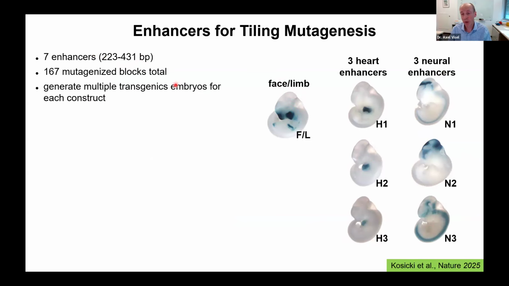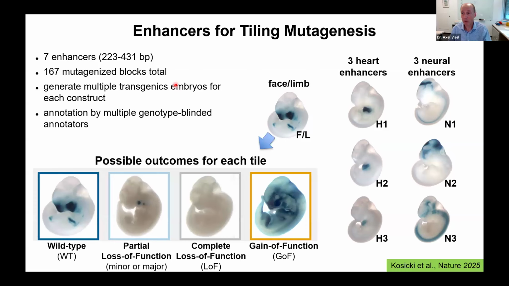And so then we generated for each of these alleles multiple transgenic embryos and assessed the activity pattern. The way we do this is we generate the embryos and then ask annotators who are familiar with these kinds of assays but are blinded to the genotype of the allele to annotate these outcomes against the original wild type version of the enhancer. So possible outcomes could be that it doesn't change the activity at all. It might cause a partial loss of function, a complete loss of function, or you might see a gain of function, meaning activity in other parts of the embryo where the enhancer is normally not active.